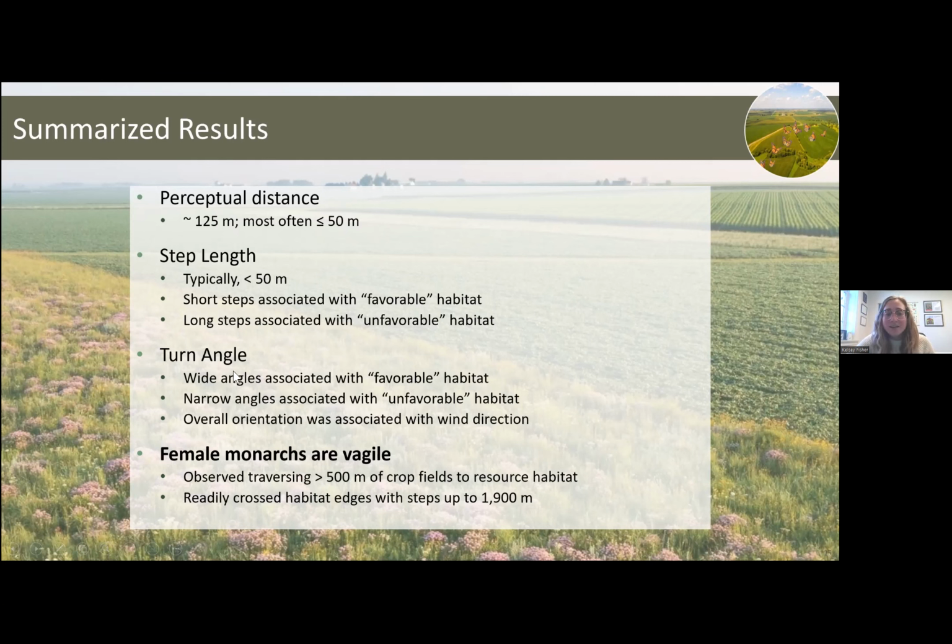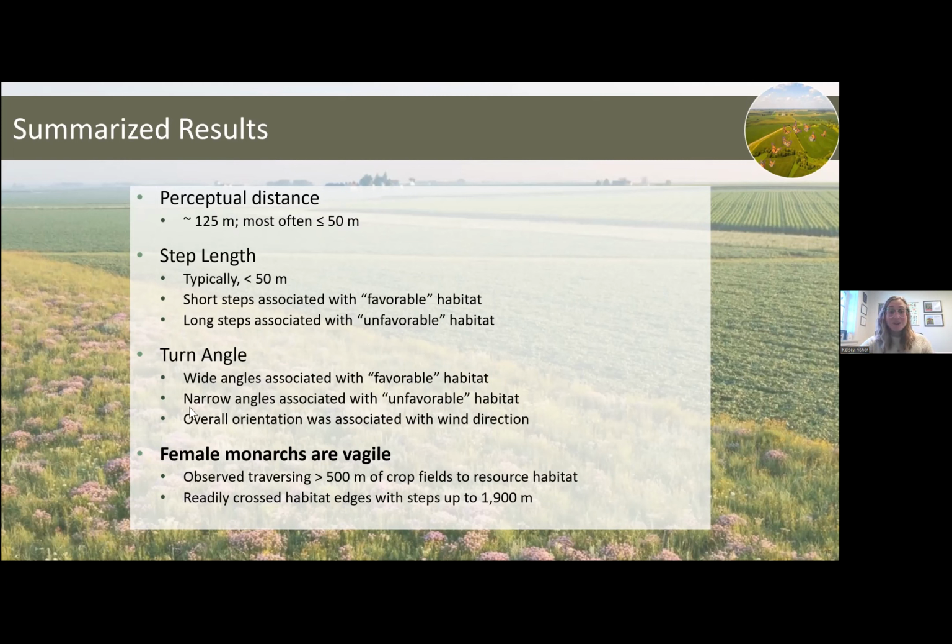And turn angle kind of did the same thing. When butterflies were in places like prairies, they were turning around a lot so they could hop from one place to another, versus when they were in a place that didn't have very much for them, they were just moving in straight lines. So for those images that we were showing of Tyler's model, rather than it always being one parameter, it kind of is dependent on what land cover they're flying over.